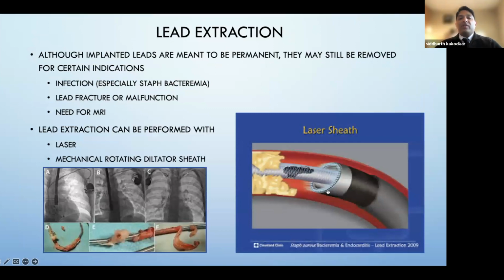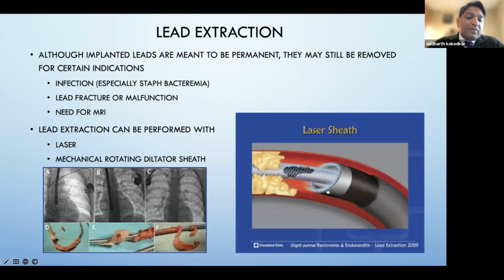So lead extraction is another thing that, at least at Methodist Hospital, we're going to start doing. Although implanted leads are supposed to be permanent, they may still be removed for certain indications. Infection, particularly a bacteria called Staphylococcus, that tends to really be aggressive and stick onto those pacemaker leads, and they won't clear the blood until we remove that pacemaker. Sometimes leads fracture or malfunction. Some patients need an MRI, and they may have an older pacemaker lead that's not MRI safe. We need to take that out.